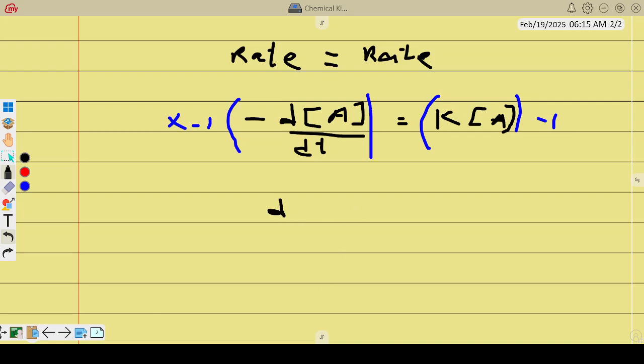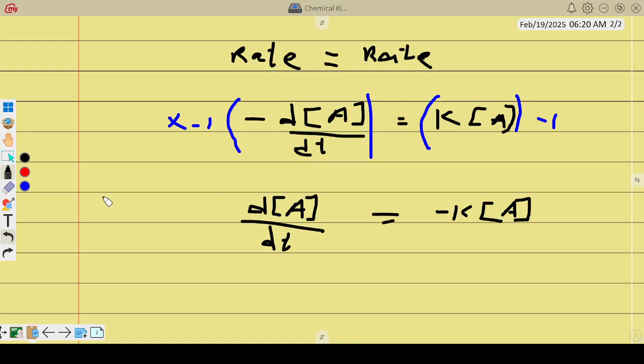So we're going to have the change in A with respect to dt. This will be equal to, now this side we're going to have a negative, so negative k, and then we'll have this.